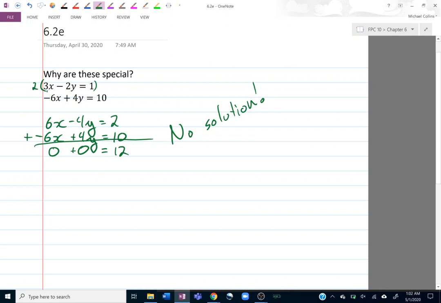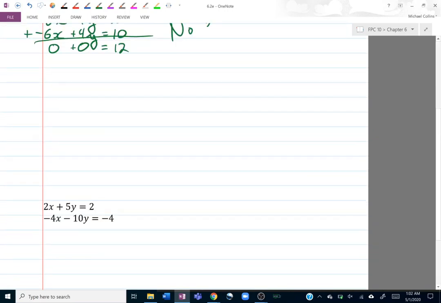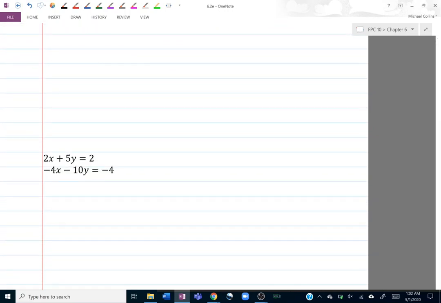Because the left-hand side can't equal the right-hand side. 0 does not equal 12. There is no solution. So let's look at the next one. These are a little bit rare, these two, but they do come up and they're worth knowing about.